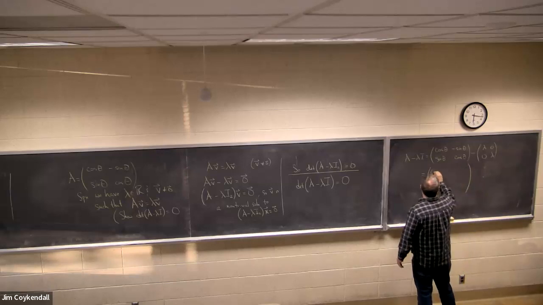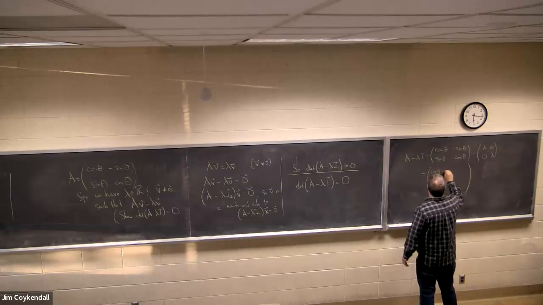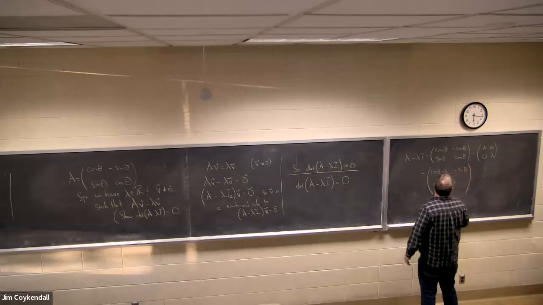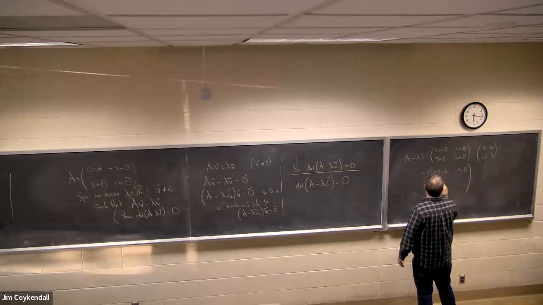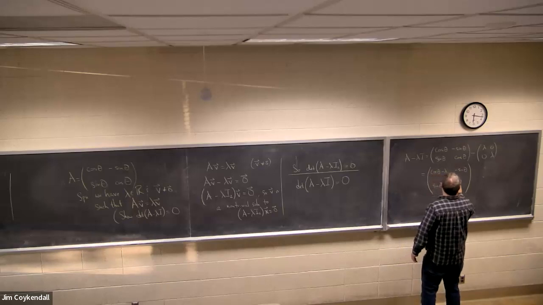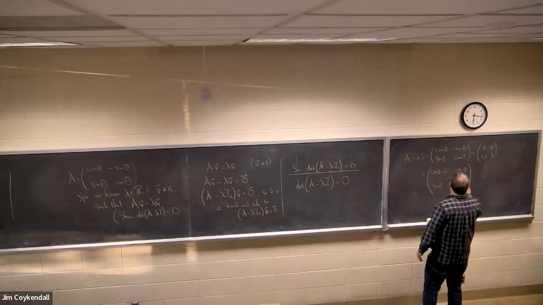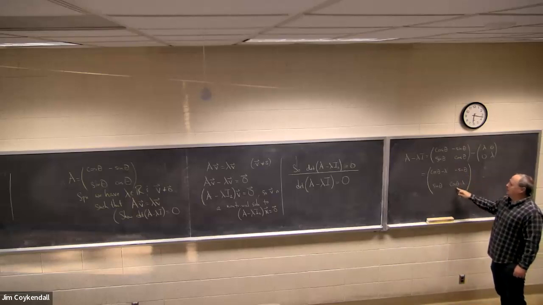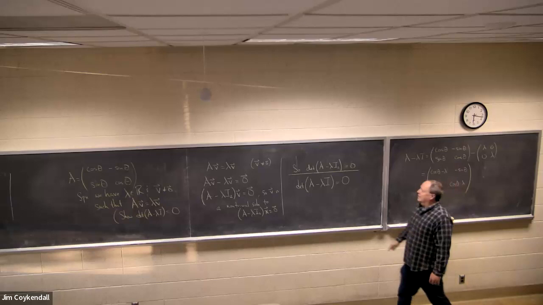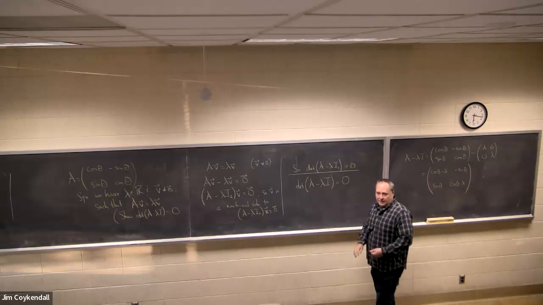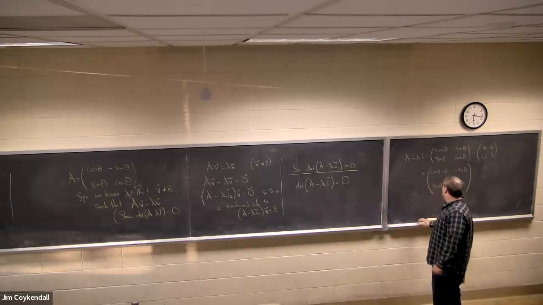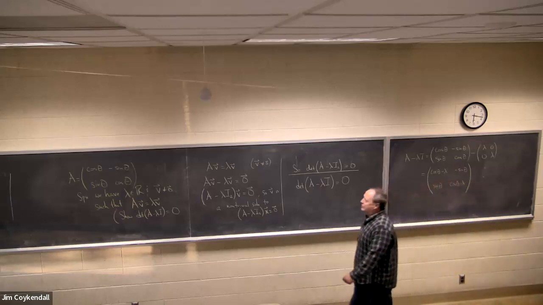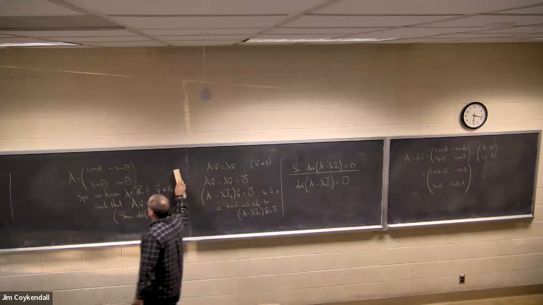Here we have cosine theta minus lambda, minus sine theta, cosine theta, minus lambda. This is, in all its glory, A minus lambda I. Okay, and what do we want? We want the determinant to be 0. So this will give me an equation for lambda. So let's look at that.